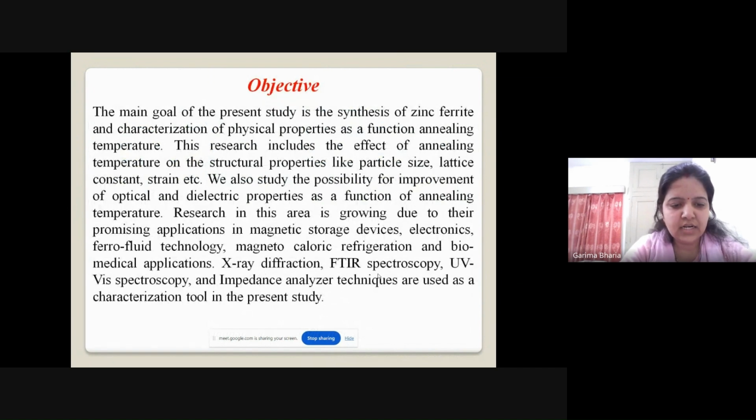Objectives: ferrites are promising materials for various technological applications like magnetic storage devices, electronics, ferrofluid technology, magnetocaloric refrigeration, biomedical applications, sensors, catalysis, etc. So our main objective is to synthesize low-cost zinc ferrite, followed by investigating the possibility of improvement of optical, dielectric, and other properties like magnetic and catalytic as a function of annealing temperature.